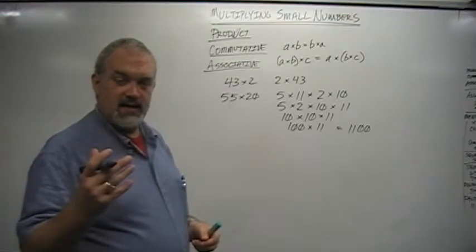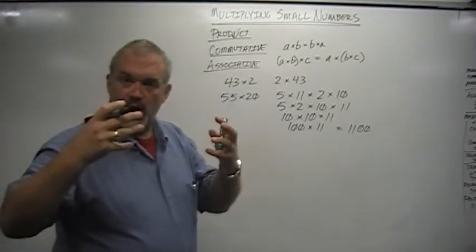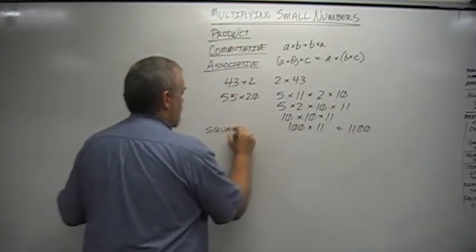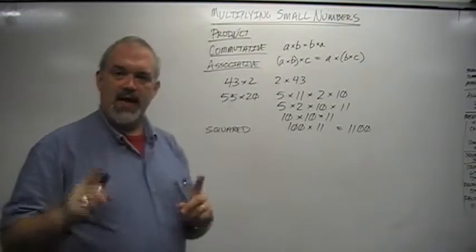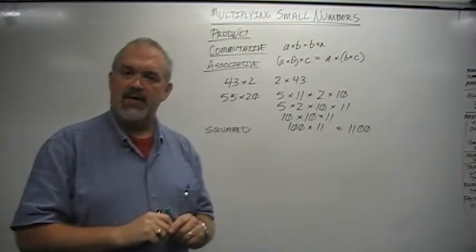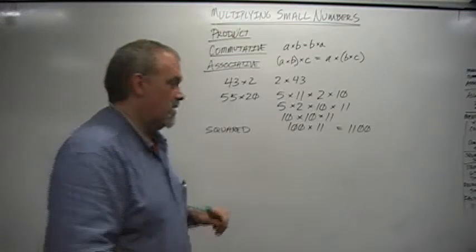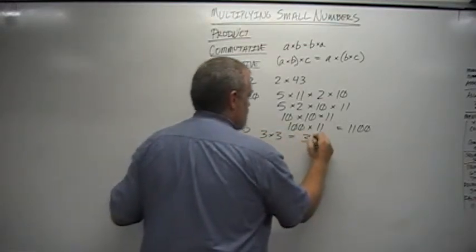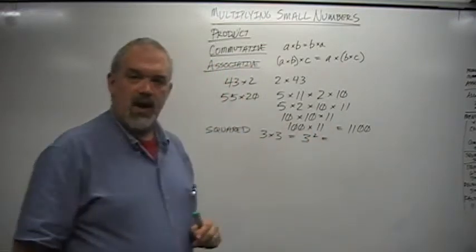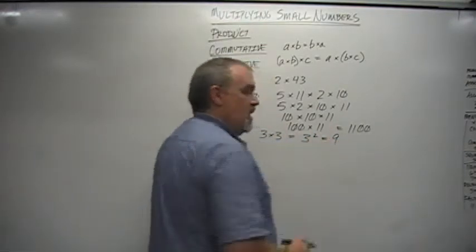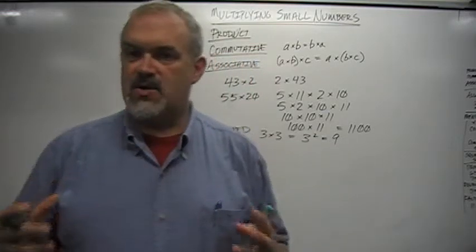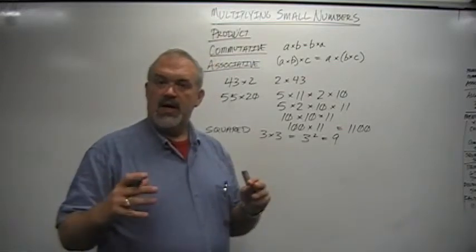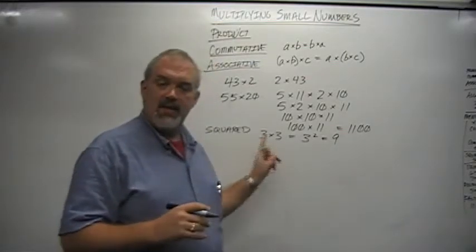Now, one of the other processes that's important to learn is the idea of squared. Squared is where we take a number and multiply it by itself. So for example, 3 times 3, and the way we write that is 3 squared, and 3 squared is 9. As you go through mathematics, it's really helpful to know these numbers called square numbers, numbers that are formed by multiplying the same number by itself.